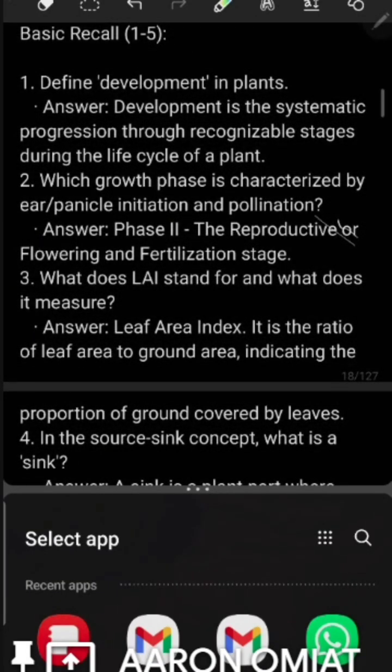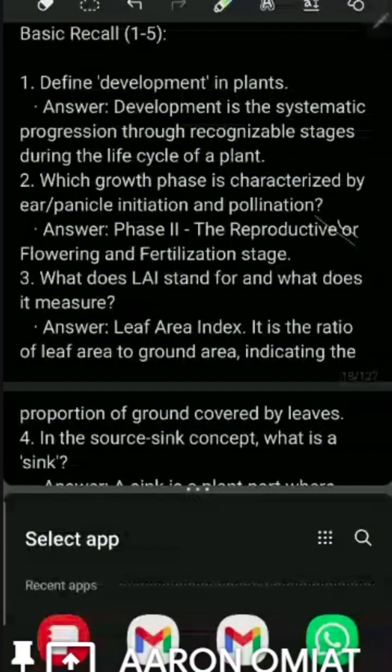Okay, this is, I think, for Agaton. In the source sink concept, what's the sink? Yes, Agaton? A sink is a plant part where... I'm forgetting. Okay, what is source? Source sink concept.